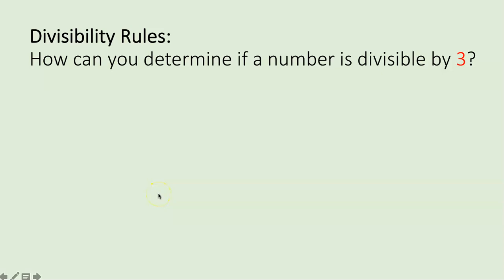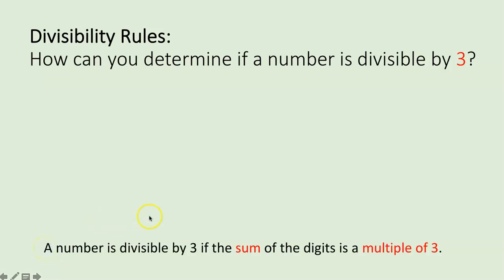How can you determine if a number is divisible by 3? Let's take a look at the rule. A number is divisible by 3 if the sum of the digits is a multiple of 3.